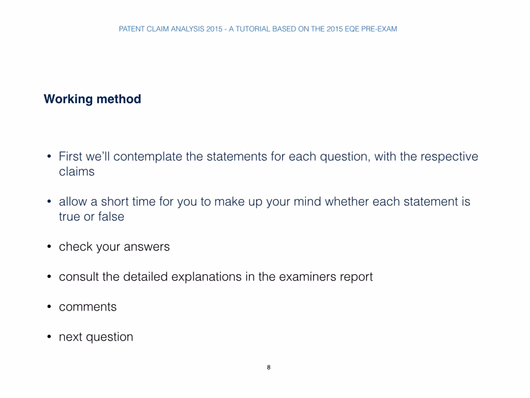Next, we'll consult the detailed explanations in the examiner's report that should put you on the right lines if you went wrong and should consolidate your reasoning if you gave the correct answer. And lastly, I'll make some comments of my own, and then we'll proceed to the next question. So let's start by going to question 11, which is about clarity and support. I suggest we take its 4 statements 2 by 2.